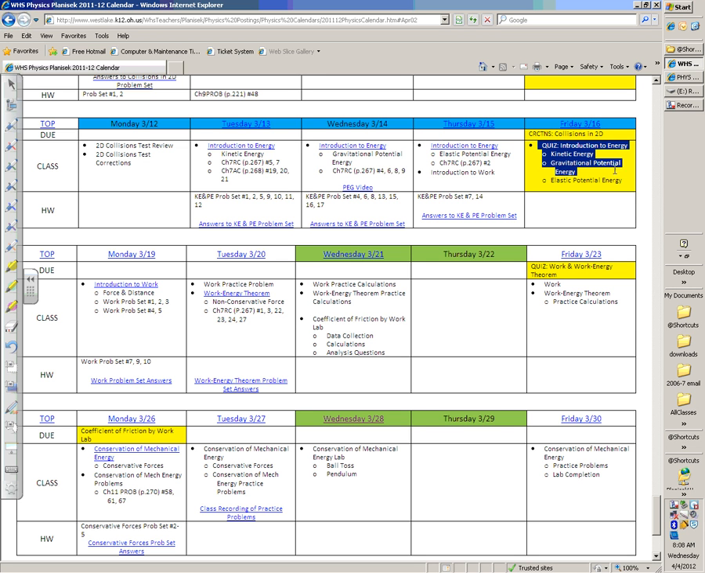Then, Friday of that week, you had your first quiz. That was the one that I just handed back to some of you. I believe it says Introduction to Kinetic and Potential Energy. Where we're just going through and calculating what kind of energy there is, how much kinetic energy does this have. We talked about relationships within the formulas.